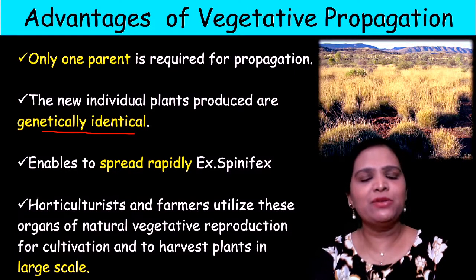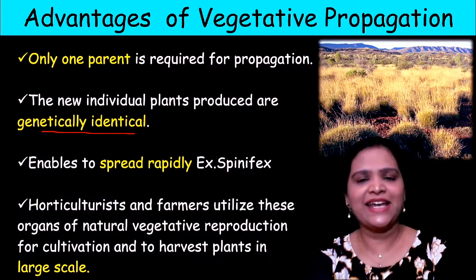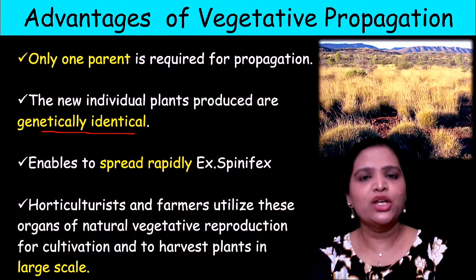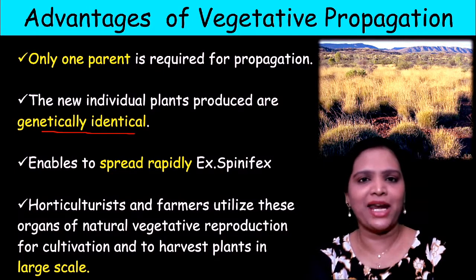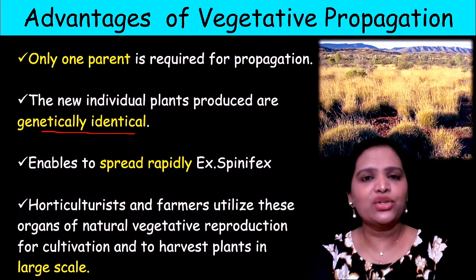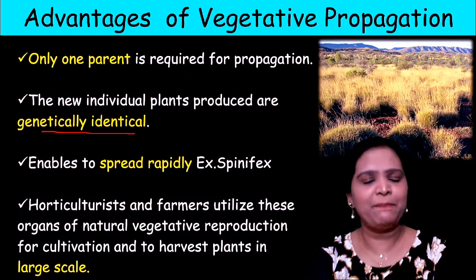For example, we have seen Bryophyllum, it carries the adventitious buds on its leaves. So when all these buds fall off and grow into new plants, all the plants will be 100% the same as the parent plant. There is no hybrid or genetic modification, nothing. So the young ones produced are 100% the same as the parent plant.